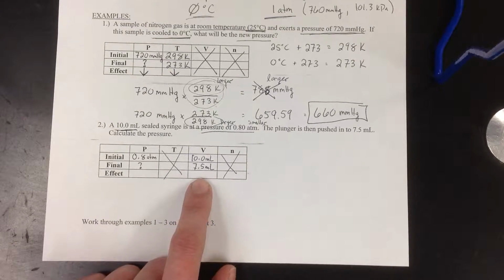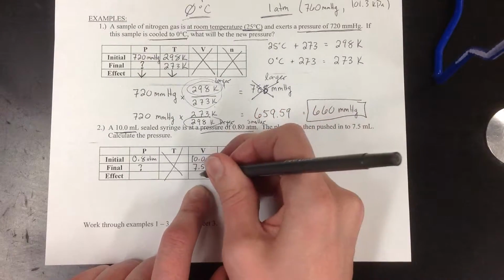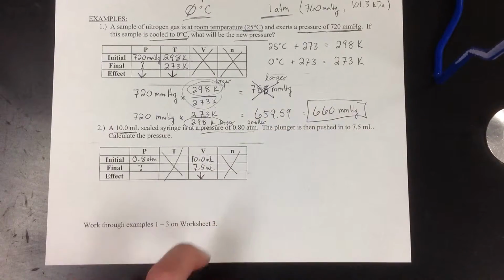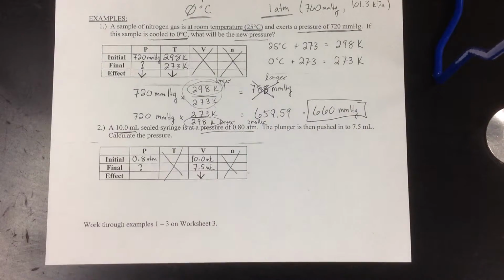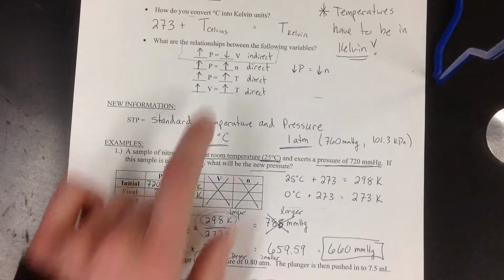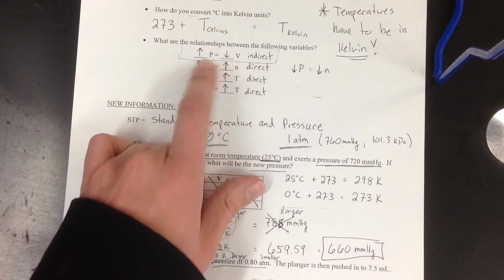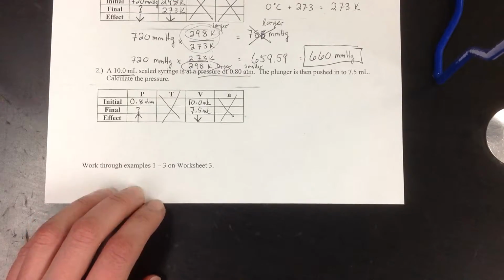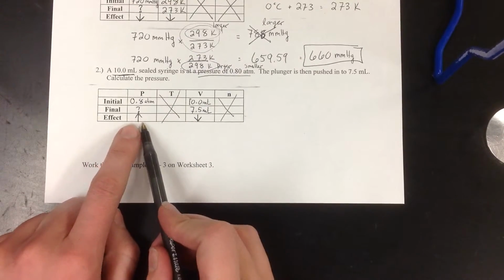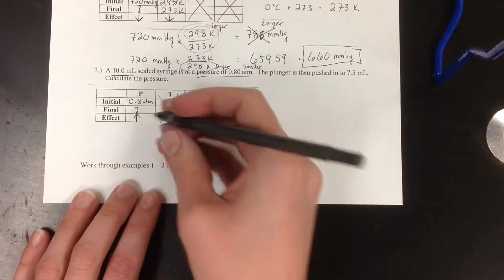Now, what is my volume doing here? Well, it's going from 10 milliliters down to 7.5, so my volume is decreasing. What would decreasing volume cause my pressure to do? Well, if I look back up at my relationships, decreasing volume, it's an indirect relationship. So decreasing volume would increase my pressure. Okay, I've got my prediction, my answer should be higher than 0.8. Now let's figure out what that answer actually is.